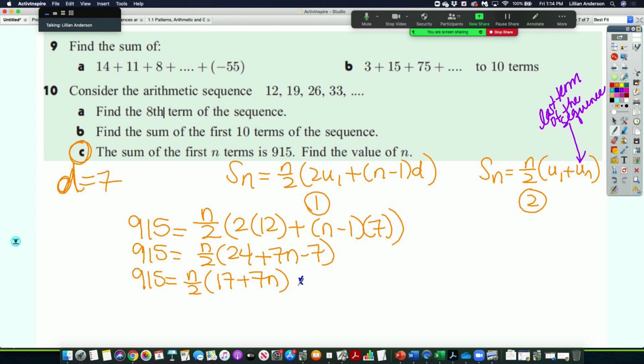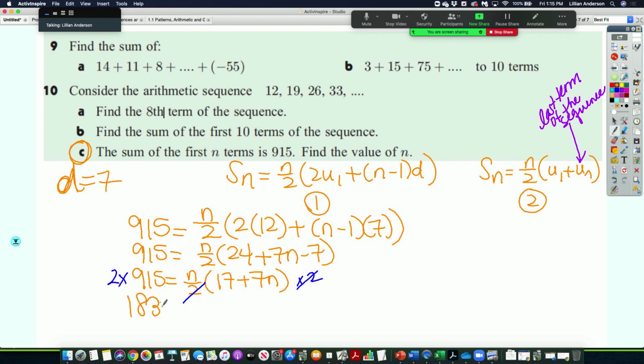By multiplying both sides by 2, I'm going to be able to get rid of the fraction on the right-hand side. This is a multiplication, not an x, okay? This right here, this is some prior knowledge stuff. Because basically what we're doing is we're solving this equation, and this equation just so happens to be a quadratic, okay? 915 times 2 is 1830.